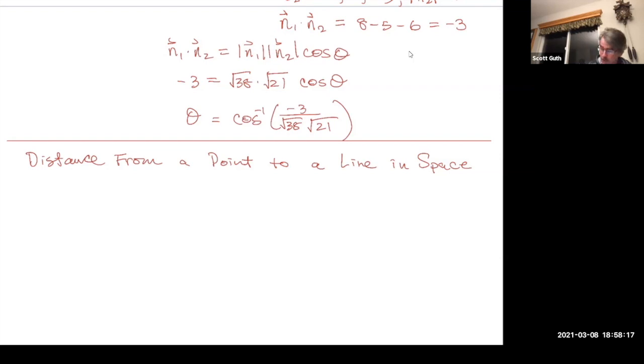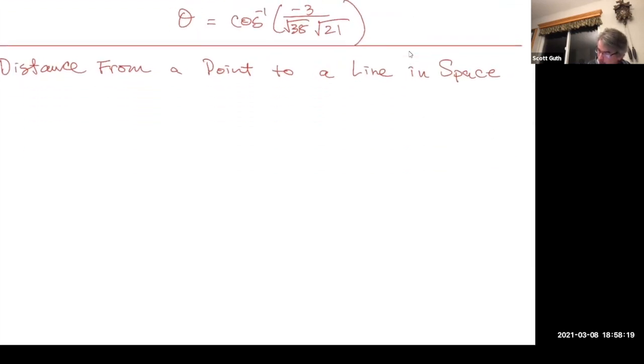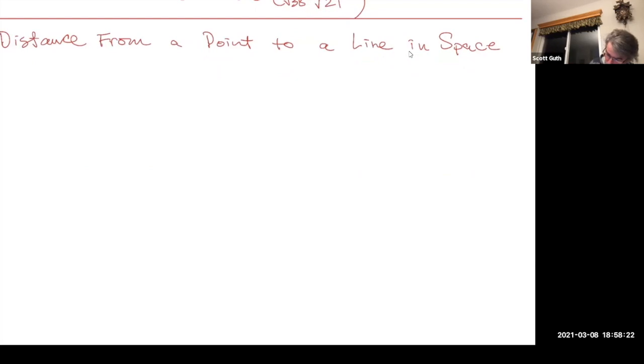Okay. So let me give you a quick diagram here. So we'll just do a line. We'll call it L. And don't forget, lines have direction vectors and points on them. So you're going to need a point. Any point. Call it P. Okay, and then a direction vector. Do we want to use a direction vector?